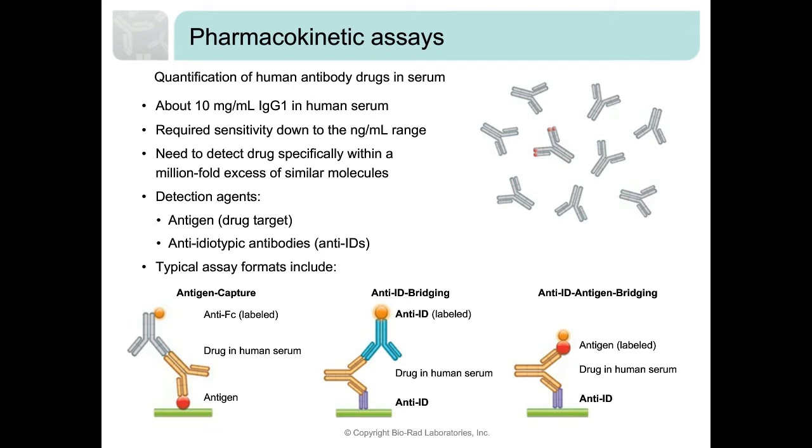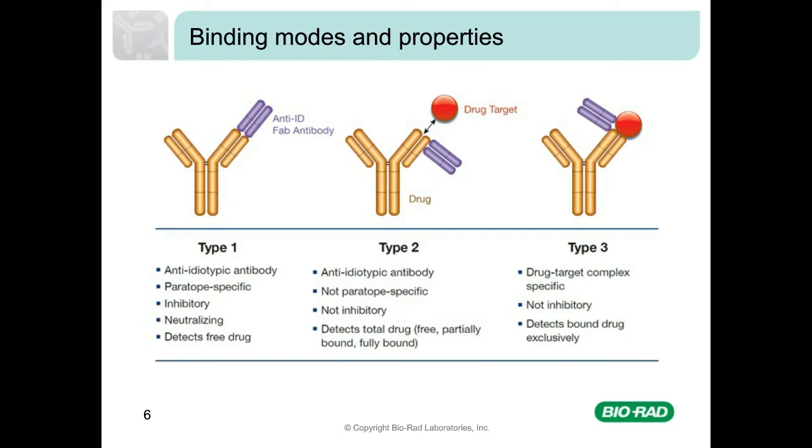The other two assay formats shown here are preferred since they use highly specific reagents, anti-idiotypic antibodies, for capture or for both capture and detection of the drug antibody. We have classified anti-idiotypic antibodies into 3 types according to their binding modes and properties. Type 1 is the most common class. These are paratope-specific anti-idiotypic antibodies which detect free drug. They neutralize the drug antibody since they inhibit the binding of the drug target.